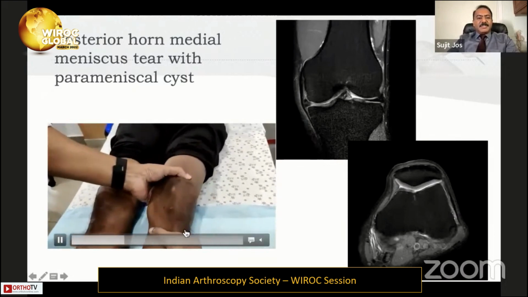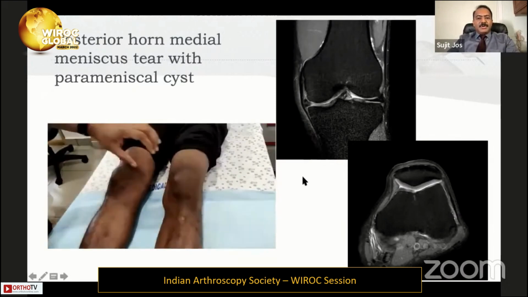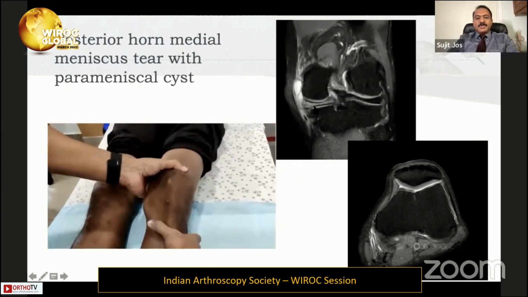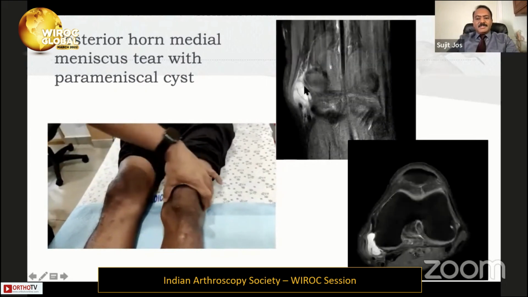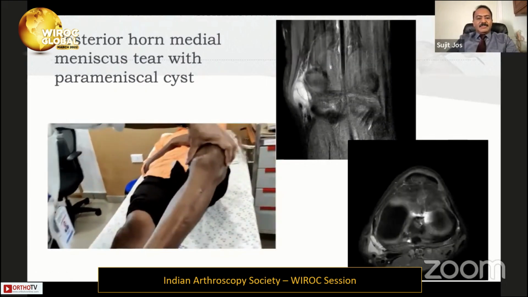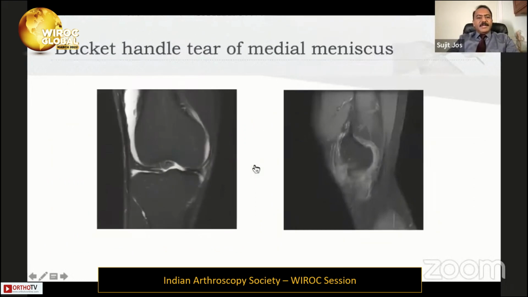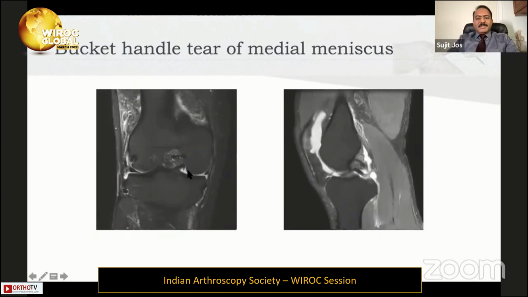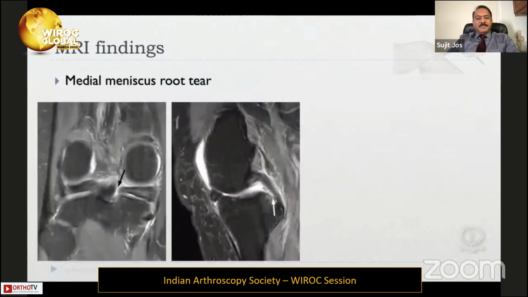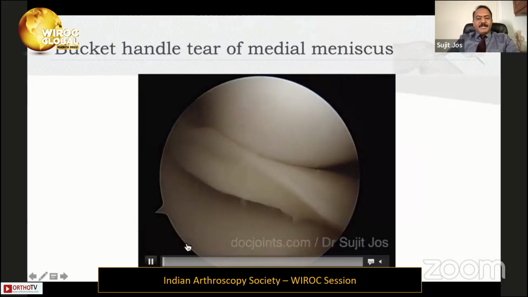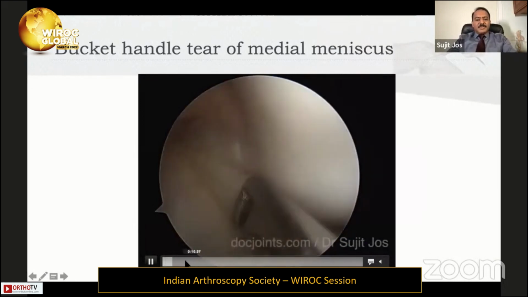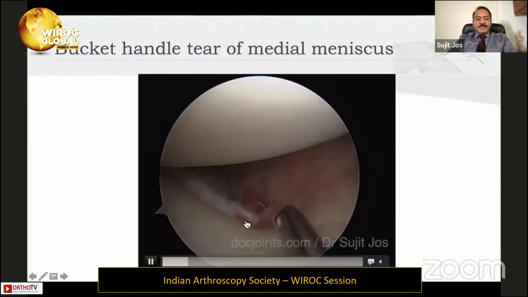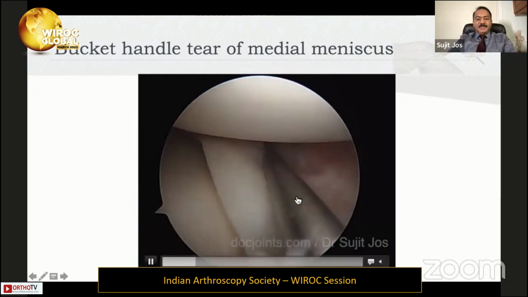That is a significant parameniscal cyst along with the posterior horn medial meniscus tear. You can see the meniscus slightly extruded, a horizontal tear with a significant parameniscal cyst in the coronal and the axial views. That is a bucket handle tear. You can see the displaced fragment inside and the double PCL sign on the sagittal image. That is a bucket handle tear of the medial meniscus involving the posterior horn and body. Only a repairable one which is stable after reduction, you should think about repairing the bucket handle tear.